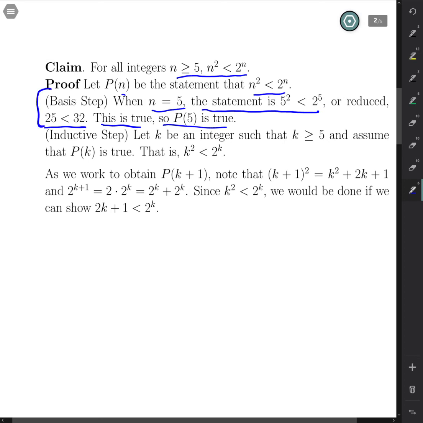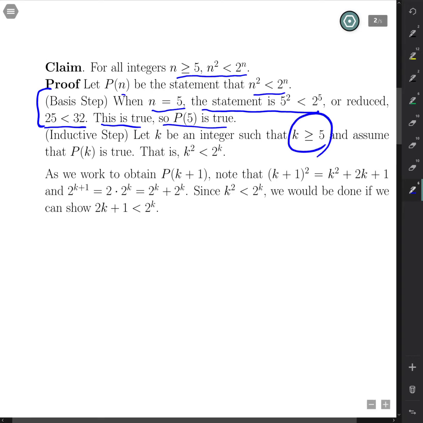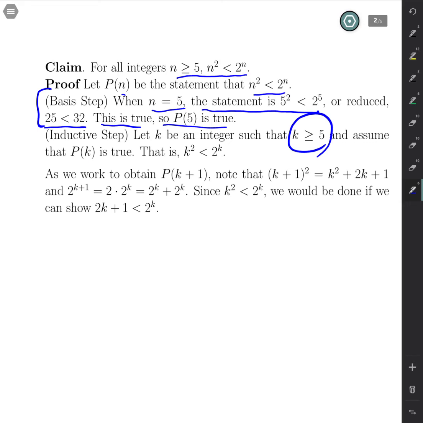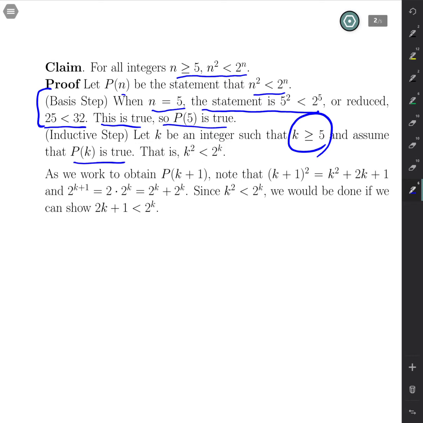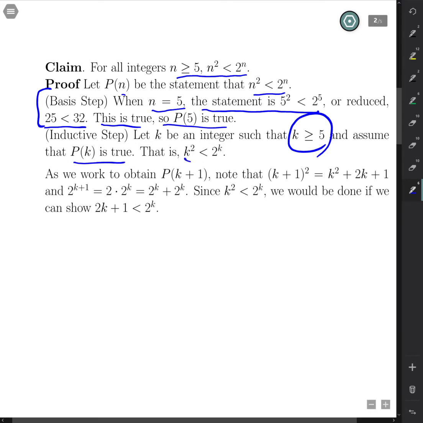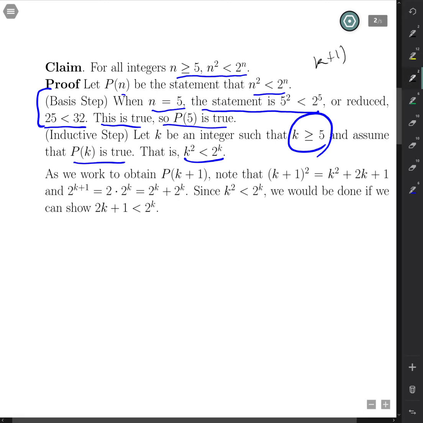For the inductive step, we'll let k be an integer such that k is greater than or equal to 5. We have to start it there. That's where it starts to be true. And we'll assume that P of k is true like we normally do, and show then that P of k plus 1 is true, that it will be true for the very next integer. So right now we're assuming that k is greater than or equal to 5 and that k squared is less than 2 to the k. And our objective here is to show that (k plus 1) squared is less than 2 to the k plus 1.